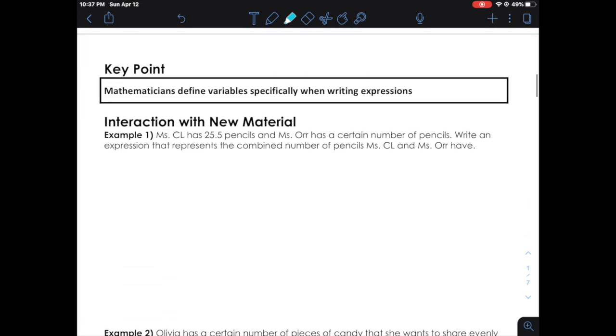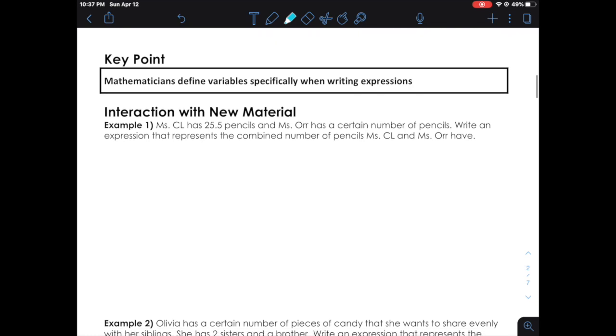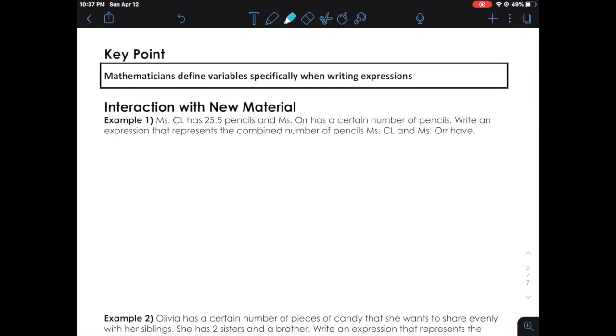All right, let's move on. Our key point for today's lesson is different. It says mathematicians define variables specifically when writing expressions. Okay, so we're very specific, like I just mentioned.